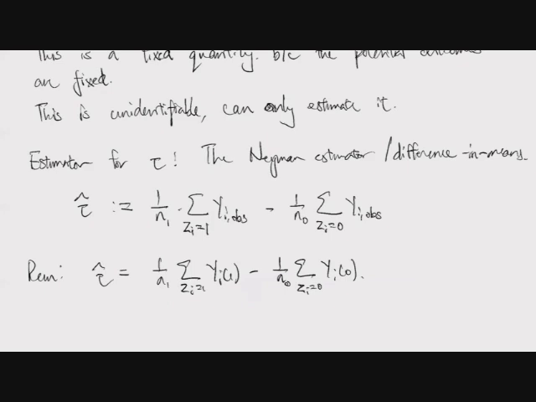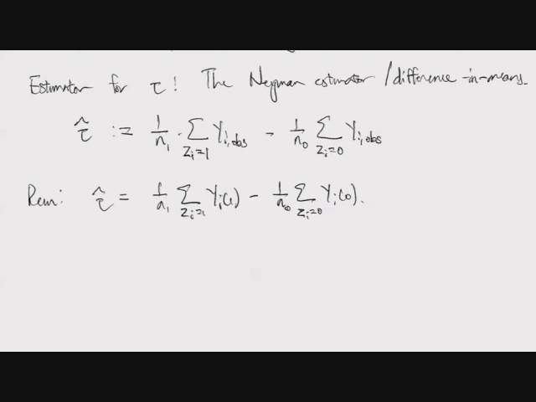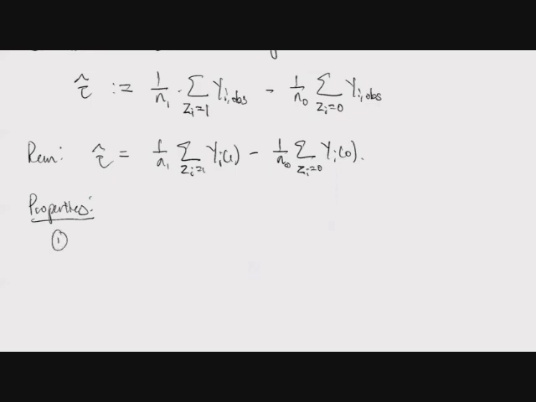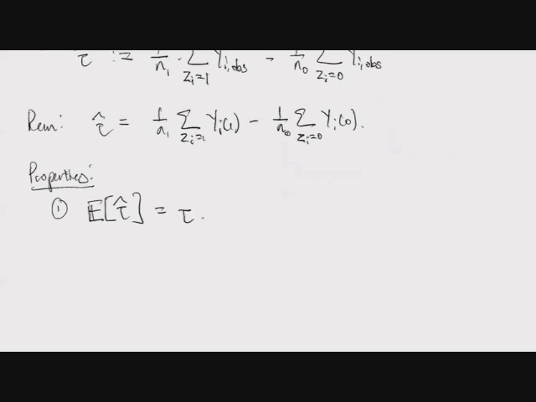Okay, so this is our estimator, and it's very natural. We just take the average outcome over the treated group minus the average outcome over the control group. So here are the properties of this estimator. First, in expectation, tau hat is equal to tau. So it's unbiased, and that's always a good thing.